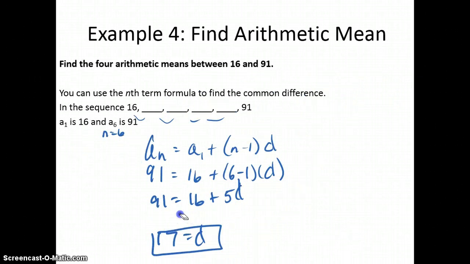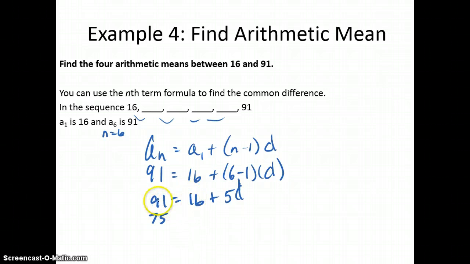I just realized that I made a mistake, so I want you to go back to example 4 really quick. When I subtract 16 from 91, instead of getting 85, I get 75. So our common difference here is actually 15. Using that 15, I find the missing terms of 31, 46, 61, 76, and 91. So I apologize for that mistake. Go ahead and make sure you go back and make that change.